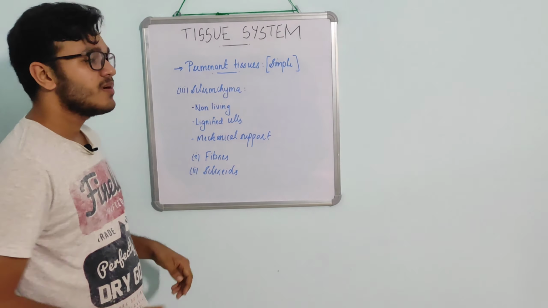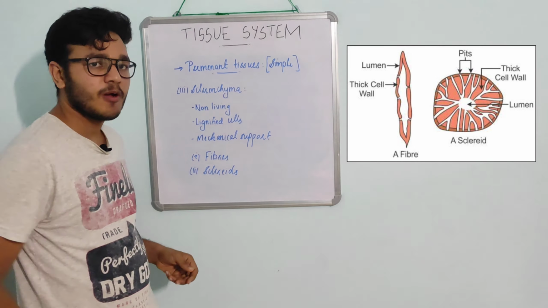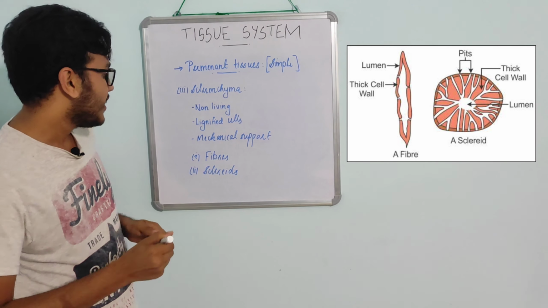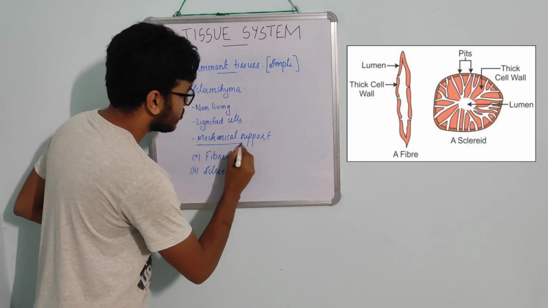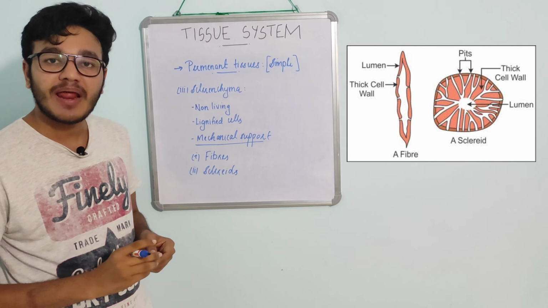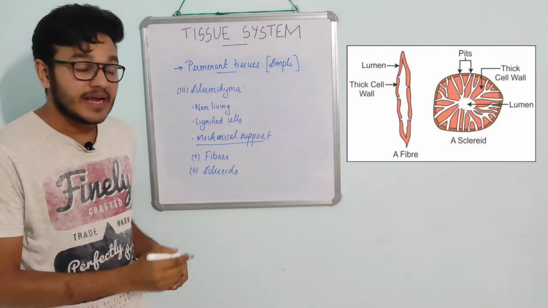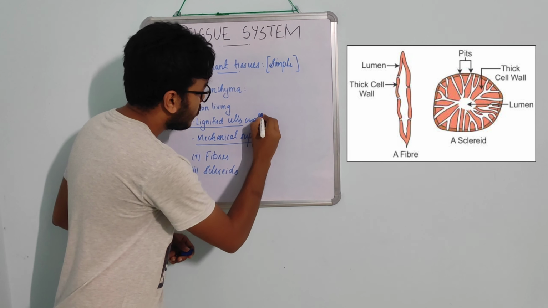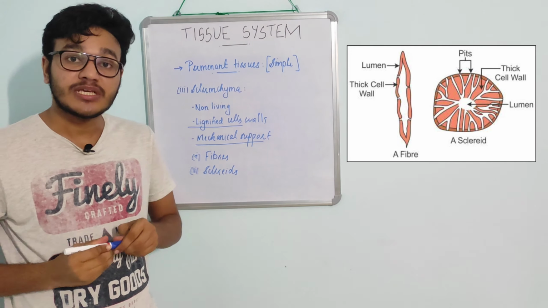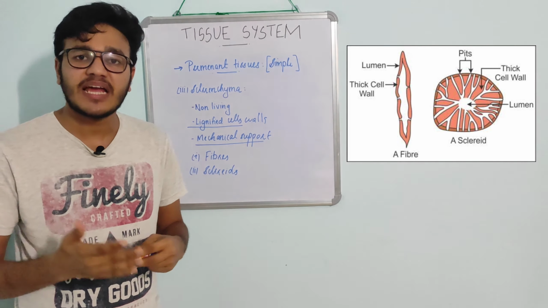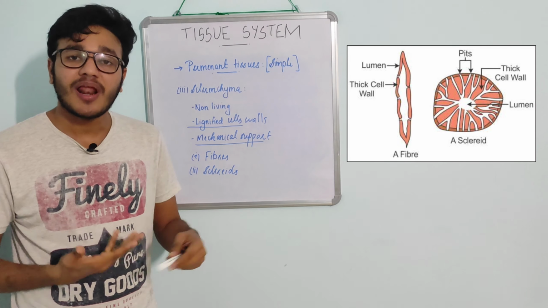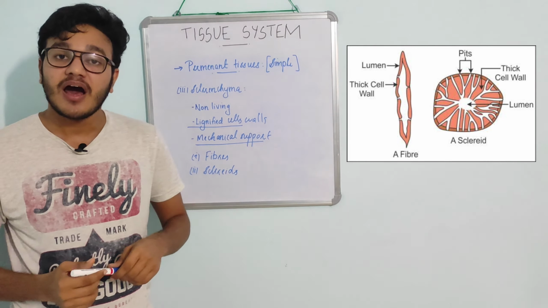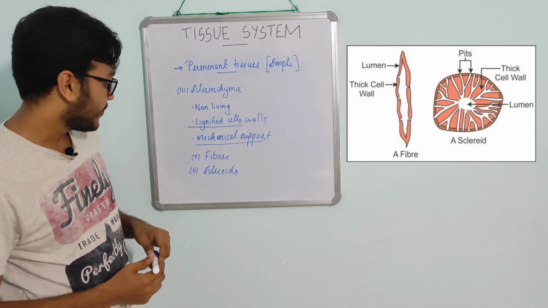Now the third simple permanent tissue, that is sclerenchyma. It is a non-living simple permanent tissue, and the main function is mechanical support. So the non-living mechanical tissue of a plant is sclerenchyma. It has lignified cell walls, which helps us to see using the stain safranin. The safranin stain usually visualizes the lignified cell wall, so we can see sclerenchyma with the help of safranin stain.